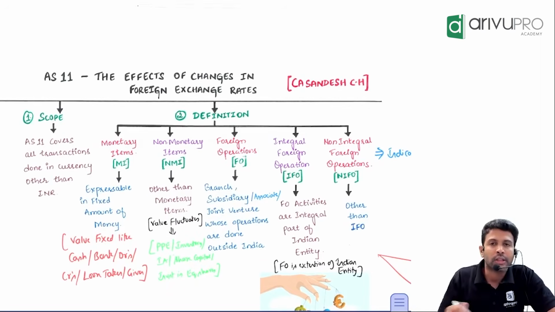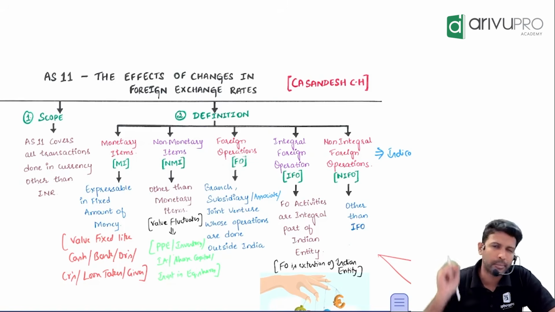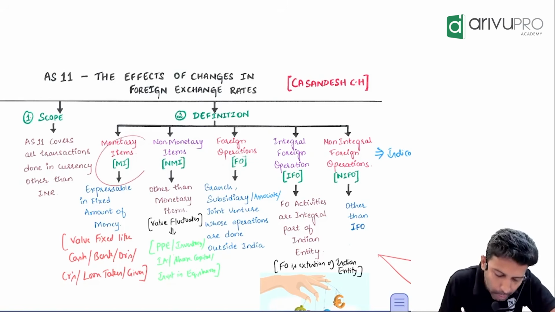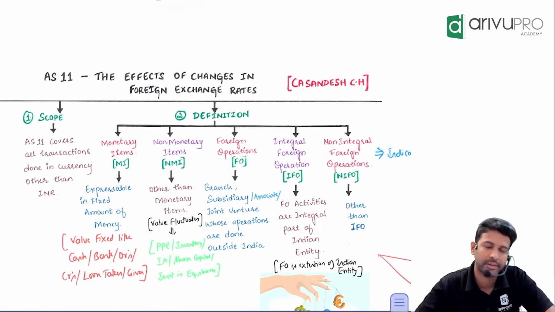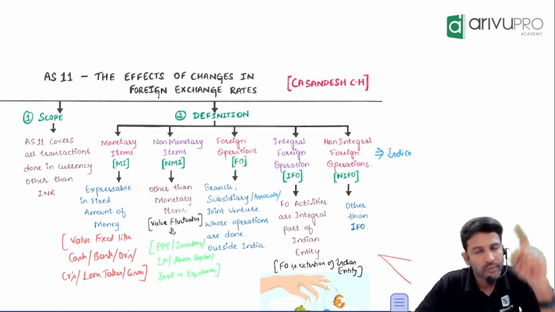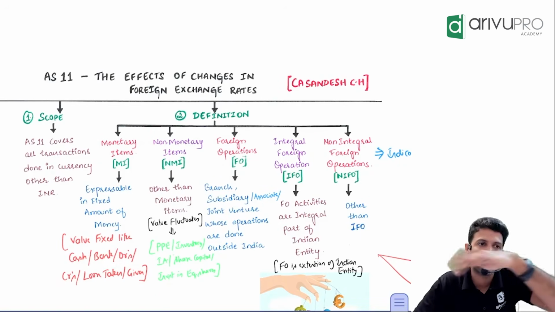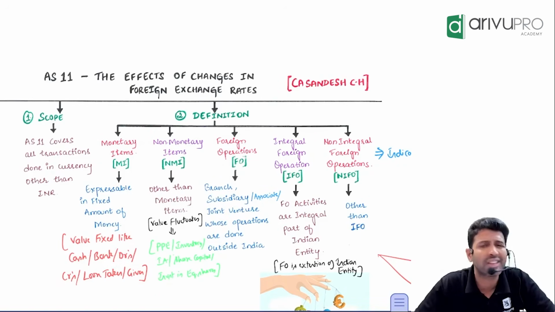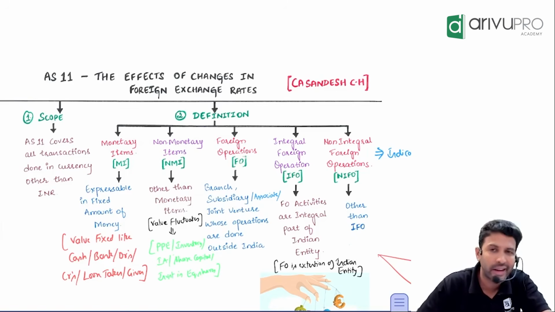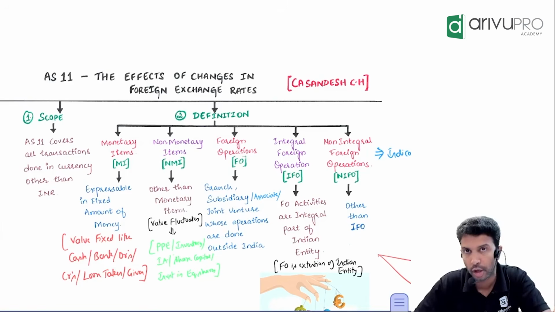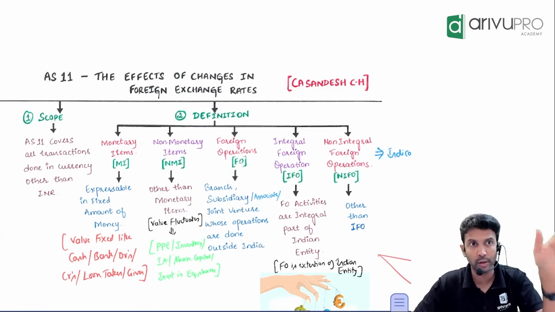All right. So now before we get to the numericals, certain meanings you should be aware of. One is a monetary item. I think we have discussed this. Monetary item means those components whose value is fixed. Example could be cash in hand, cash at bank, debtors, creditors, loan taken, loan given, etc.